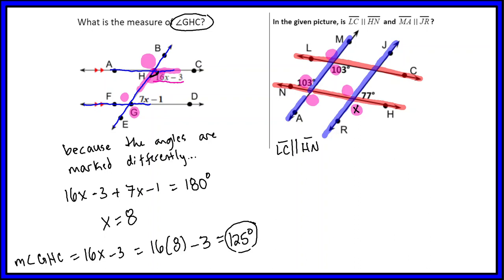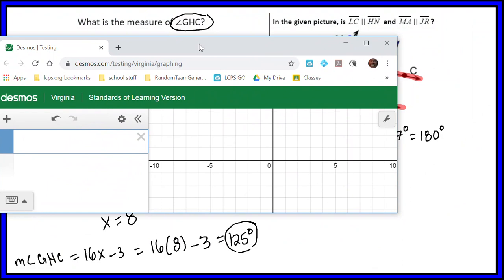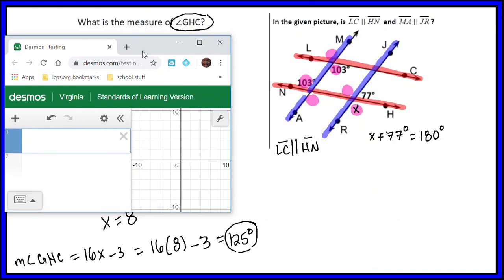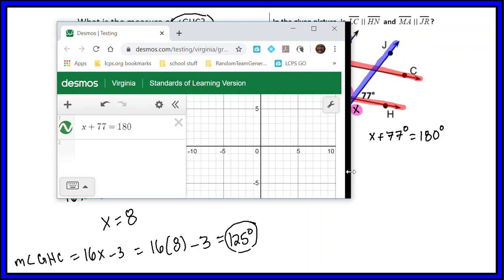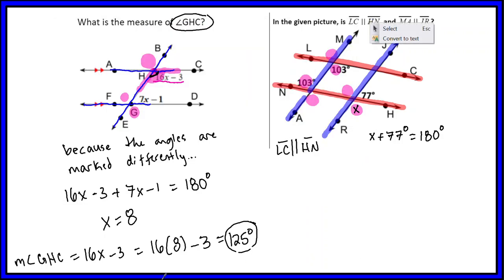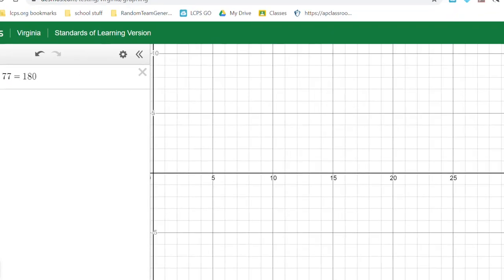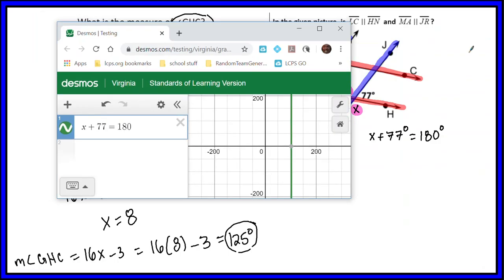So I'm going to solve for this angle that I don't know. Because it is pink and 77 degrees is not, I'm going to say that x plus 77 degrees must be 180 degrees. So going to Desmos, I said that x plus 77 must be equal to 180. Sorry, let's make this slightly smaller. Perfect. Okay, so I'm going to type x plus 77 equals 180. And then I'm going to zoom out. Aha! I see that my x value is 103 degrees. 103 degrees. Useful, right?